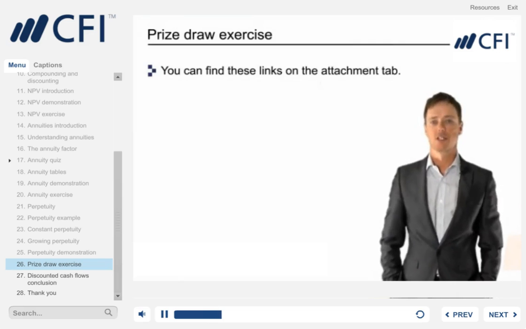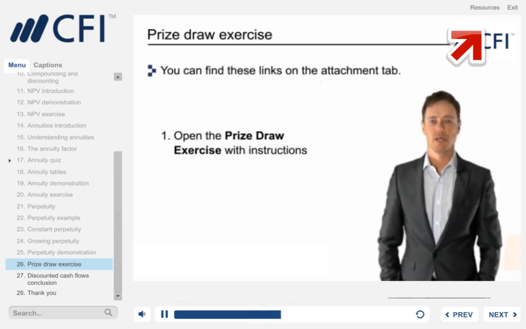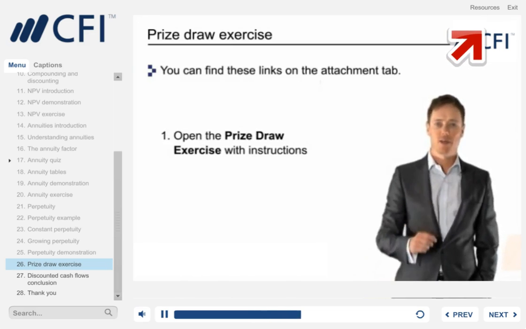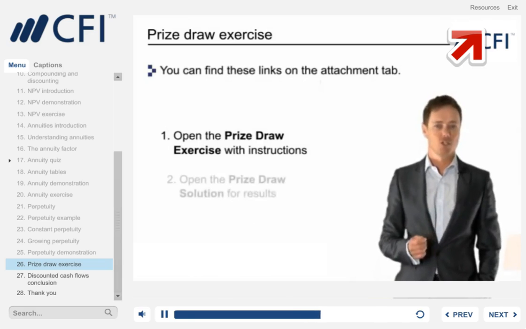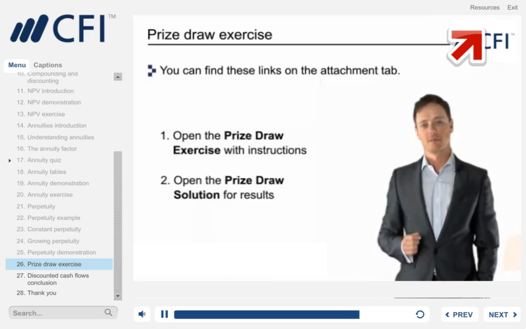For our final exercise, we'll look back at everything that we've discussed in this module. Click on the attachment link entitled Prize Draw Exercise. Once you've had a go, take a look at the attached prize draw solution to see if you get the same answer as me. Good luck!